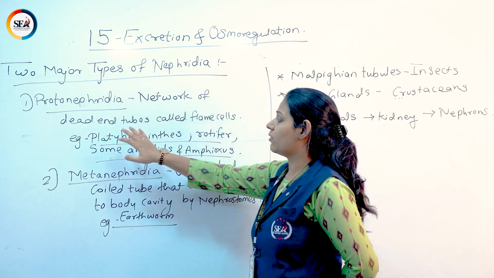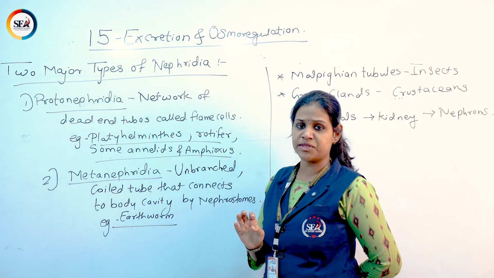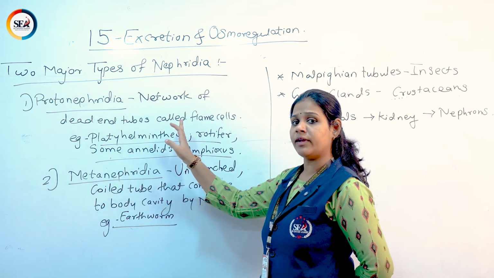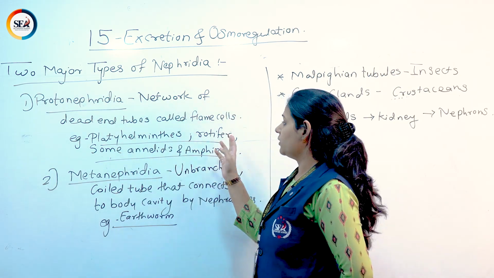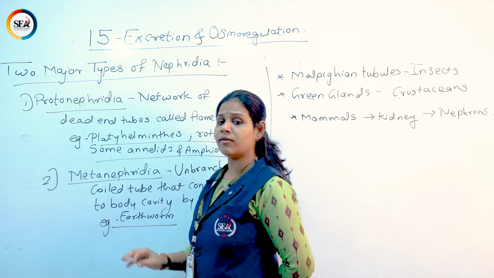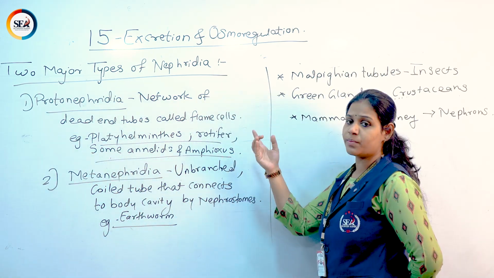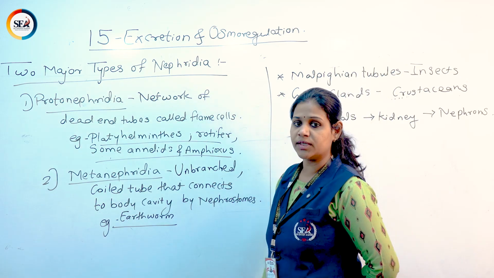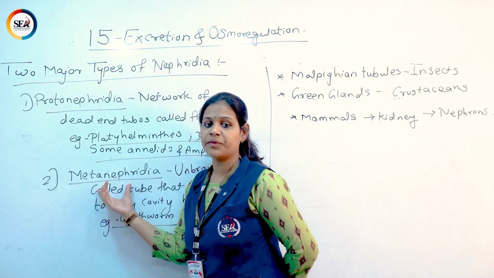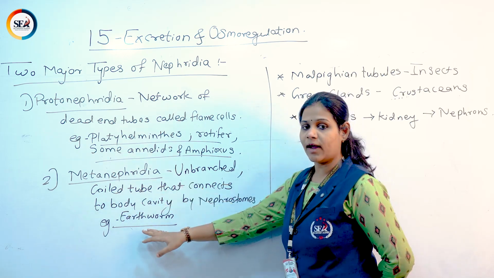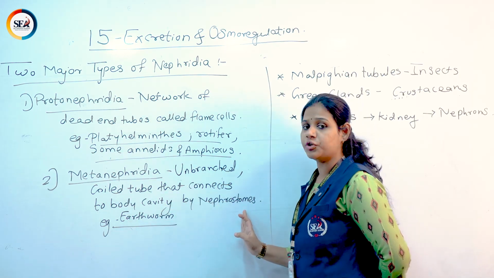Protonephridia are a network of dead end tubes which are usually called flame cells. For example, in kingdom Animalia, we have seen that platyhelminthes have flame cells for excretion. Also, rotifers show the presence of protonephridia, a few annelids have protonephridia, and amphioxus shows the presence of protonephridia for excretion. Second is metanephridia. Metanephridia are unbranched coiled tubes that connect to the body cavity through nephrostomes.